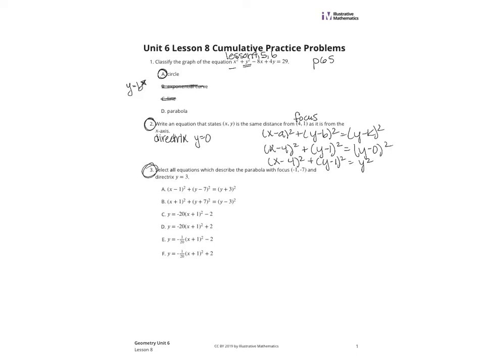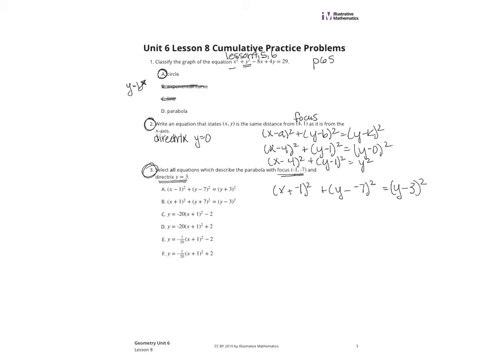So number 3 was the tough stuff. This was the problem where we had to sometimes solve for y. So let's take a look at this problem. It says select all the equations which would describe a parabola with this focus and this directrix. Okay, so let's do it just like number 2. And let's write the equation just like we did in the problem above. So this is my a, b, my focus. So I have x minus a negative 1 squared plus y minus a negative 7 squared equals y minus my k, which is 3 squared.